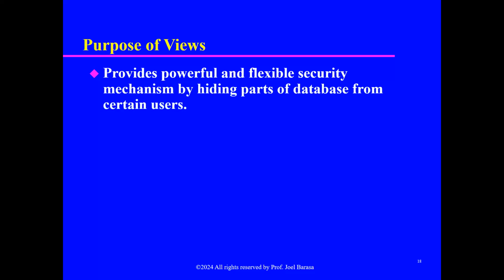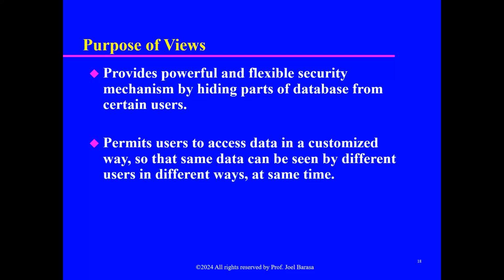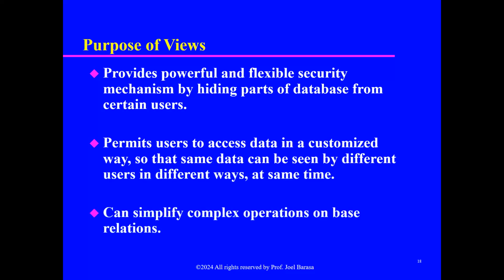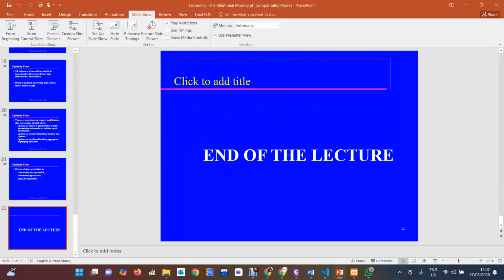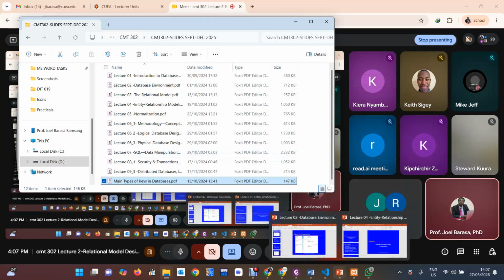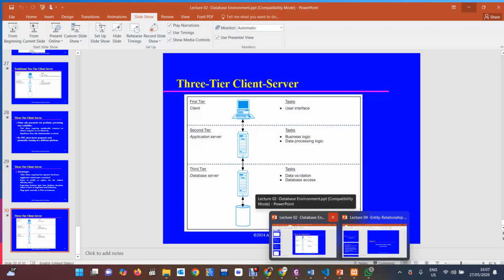So what are the purposes of a view? Number one, they provide powerful, flexible security mechanisms. They permit users to access data in a customized way. They simplify complex operations on base relations. So this one about updating views, you can just look at it. I think that is very important for your case. I think that one is also well articulated.